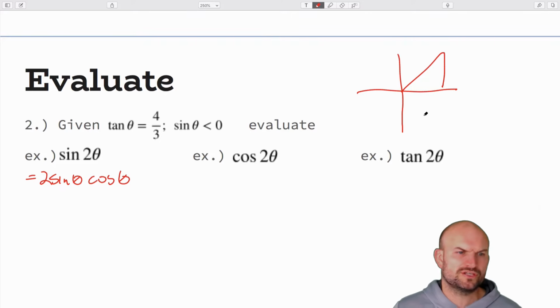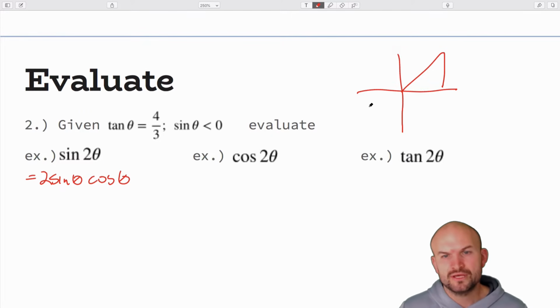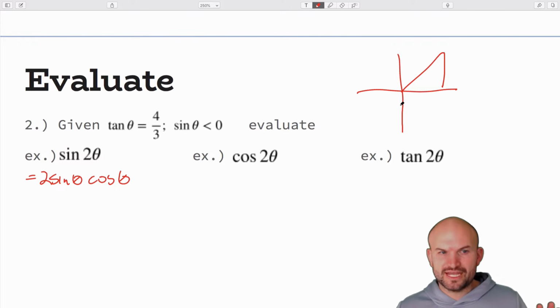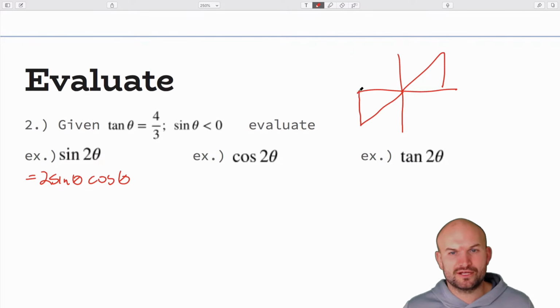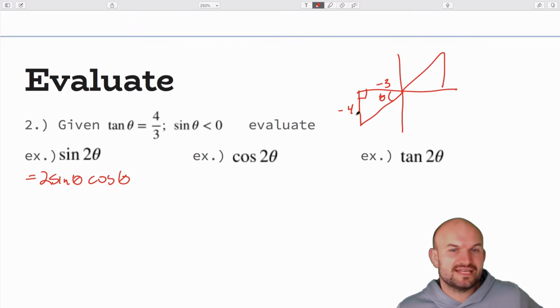So now I've got to think, well, which one is it going to be in, right? Is it in the second or is it in the third quadrant? Well, obviously, if sine is negative, and tangent is positive, you can see that tangent is only positive in the first and the third quadrant. So therefore, we can see that our triangle here is right there. So we can put our theta right there, and then we can put this as actually a negative 4 over negative 3.